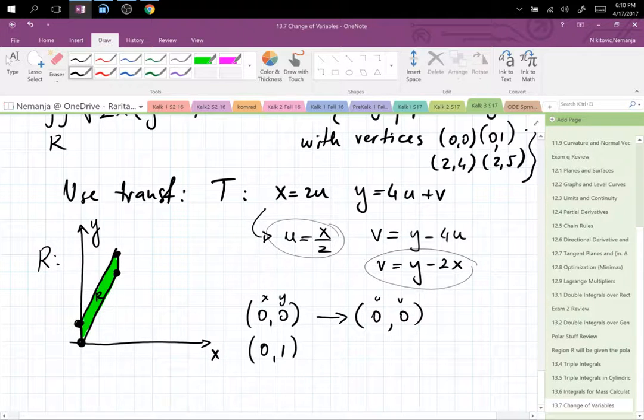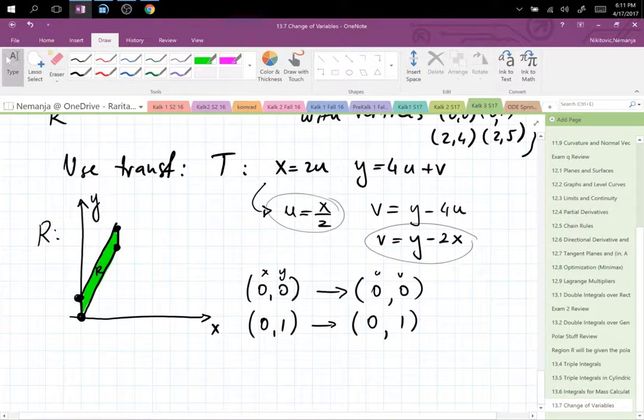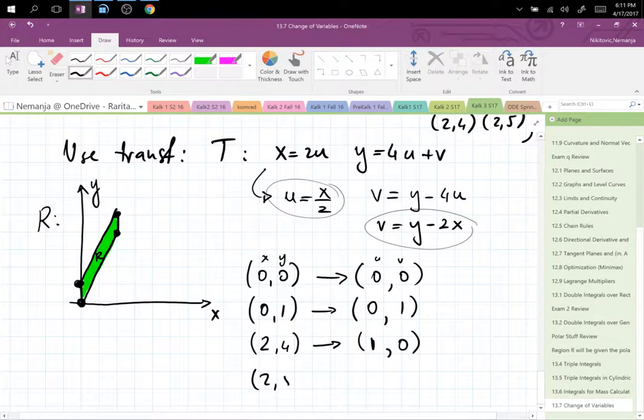Then you have 0, 1. We plug in 0 for x, we get 0 here. And then when you plug 1 here, you get 1, right? Because x is 0, so 1 minus 0 is 1. Good. The next point is 2, 4. So plug in 2 for x, we get 1, and plug in 4 for y, we get 0. Okay. And then 2, 5. I get 1 and 1.